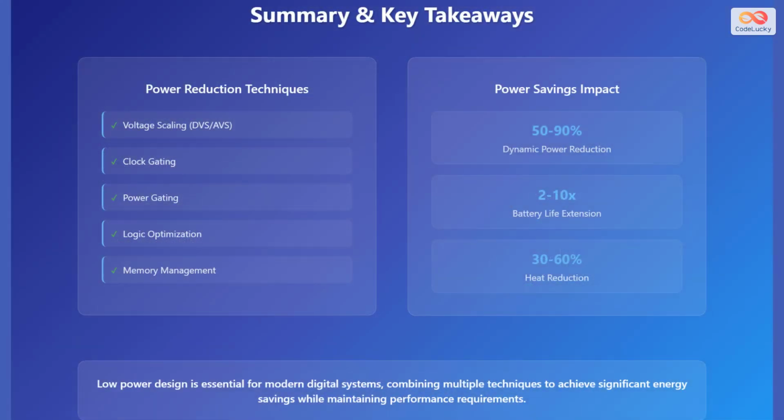In summary, low-power design is essential for modern digital systems. Key power reduction techniques include voltage scaling with dynamic voltage scaling and adaptive voltage scaling, clock gating, power gating, logic optimization, and memory management. The impact of these techniques can be significant, with dynamic power reduction ranging from 50 to 90%, battery life extension by 2 to 10 times, and heat reduction by 30 to 60%. By combining these techniques, we can achieve significant energy savings while maintaining performance requirements.